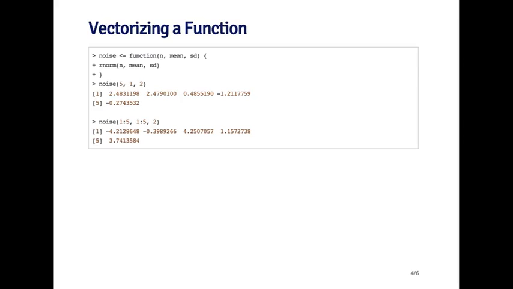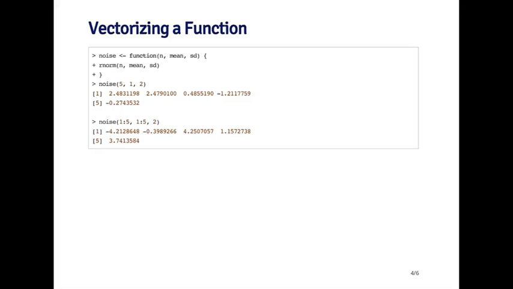Here's another very simple function. It just generates some random normal noise. The rnorm function has three arguments: the number of observations, the value of the mean, and the value of the standard deviation. So if I just apply noise with a single set of arguments, 5, 1, and 2, I get 5 random normal variables with mean 1 and standard deviation 2.